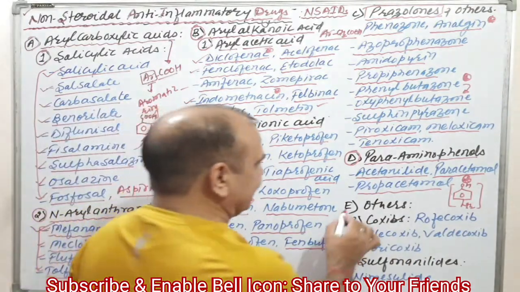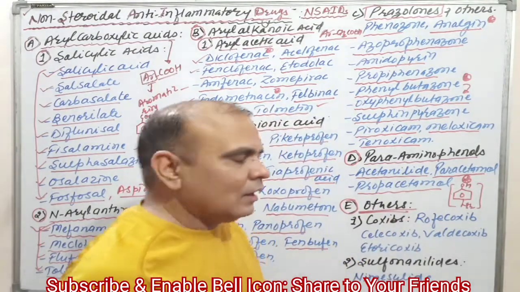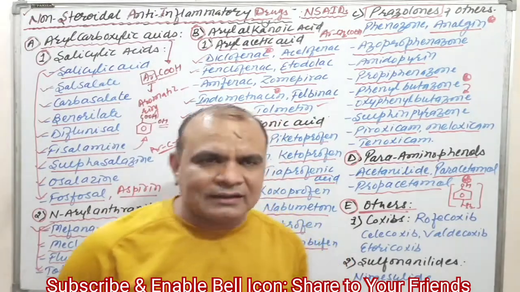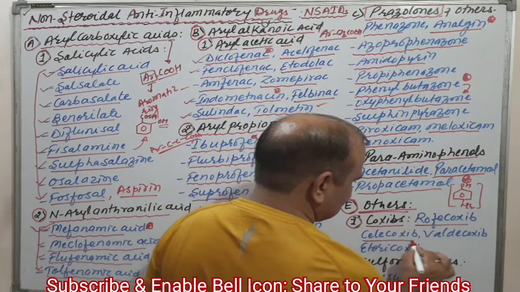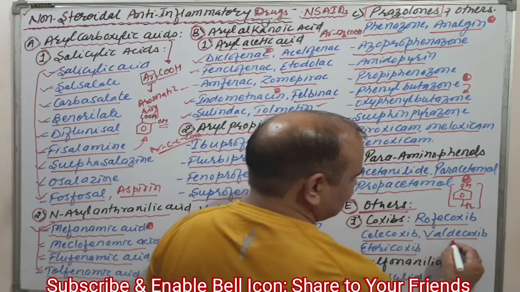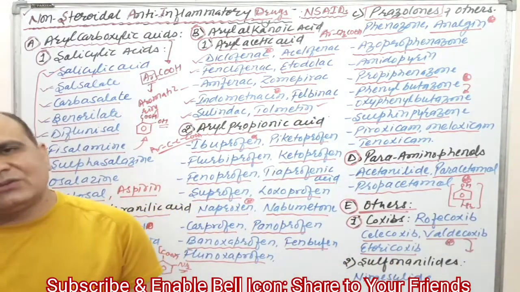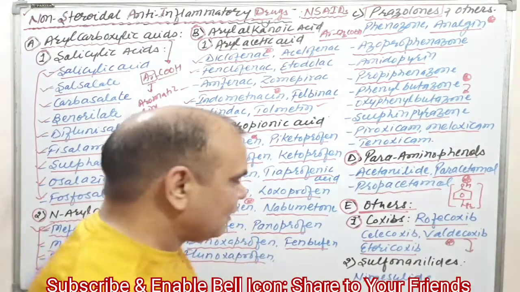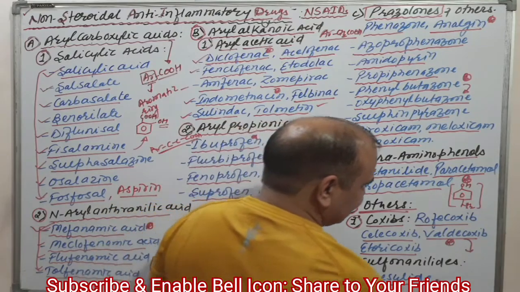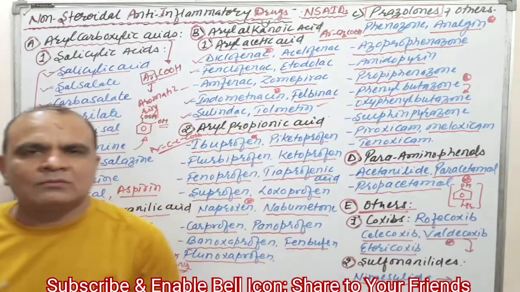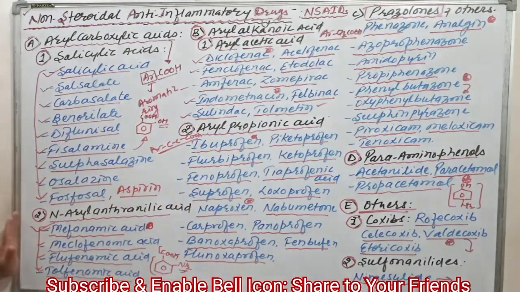Clear? After the D category there is the E category, that is others, or we can say miscellaneous, or newer drugs, that is coxibs. Coxibs means rofecoxib, celecoxib, valdecoxib and etoricoxib. Valdecoxib was withdrawn from the market because of its side effect of liver damage. Another one, sulfonanilides, that is nimesulide, which is banned in children because of its liver toxicity.